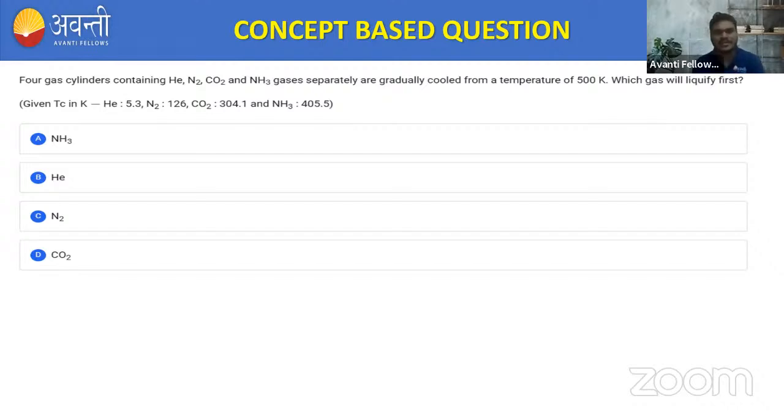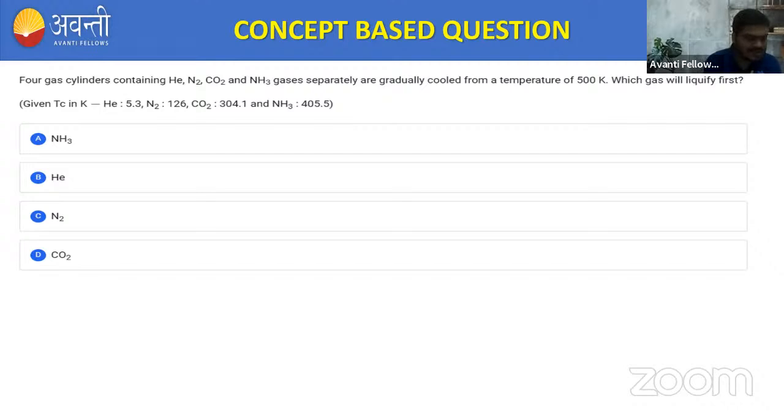For helium, the value is 5.3. For nitrogen, dinitrogen, the value is 126. For CO2, the value is 304.1. And for NH3, the value is 405.5. So you have to identify, out of the four gases, nitrogen, CO2, NH3 and helium, which will liquefy first, right? So this question is from liquefaction.